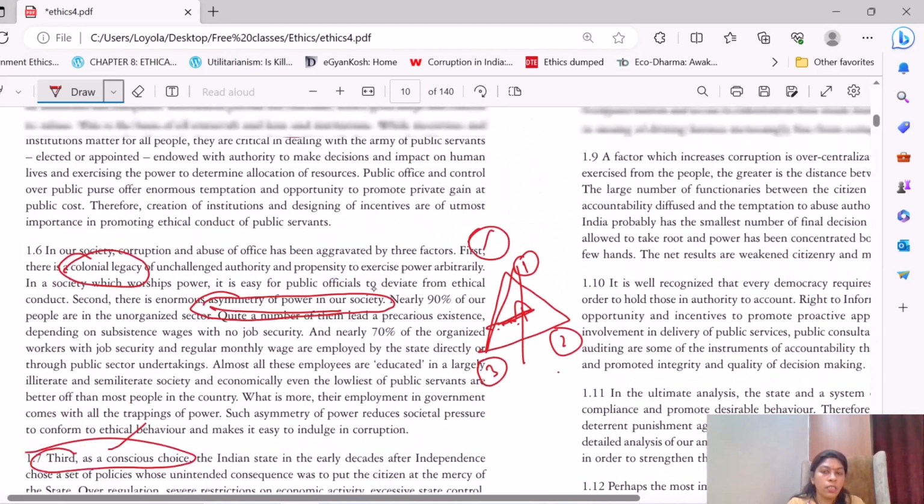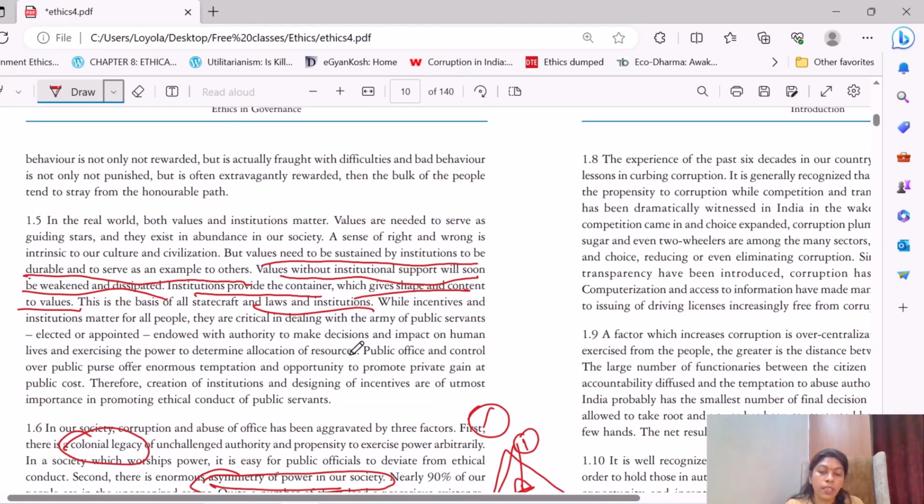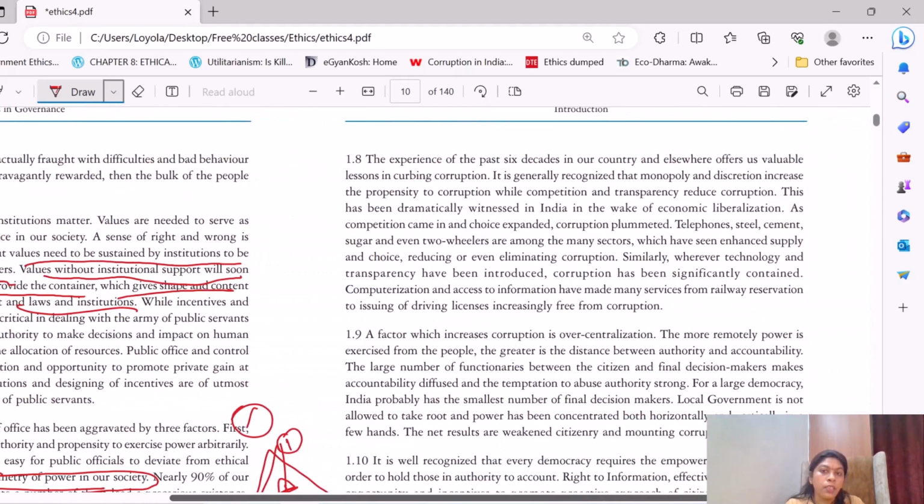Then come to the next paragraph. As you can see, the experience, what they have written here. Yes. So, what are the reasons for this corruption? The other reasons we said, one is degrading ethical value. In the previous paragraph, they have discussed about it. Then, second, we are talking about the aggravation of corruption happening because of these three things inside the power play. Third thing which is being brought to notice is monopoly and discretion. Okay, the monopoly and discretion increases the propensity to corruption, while competition and transparency reduces corruption.